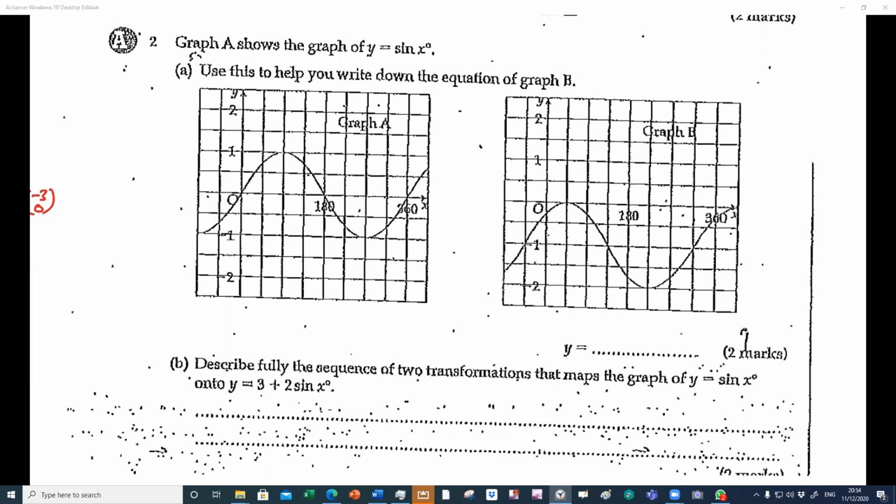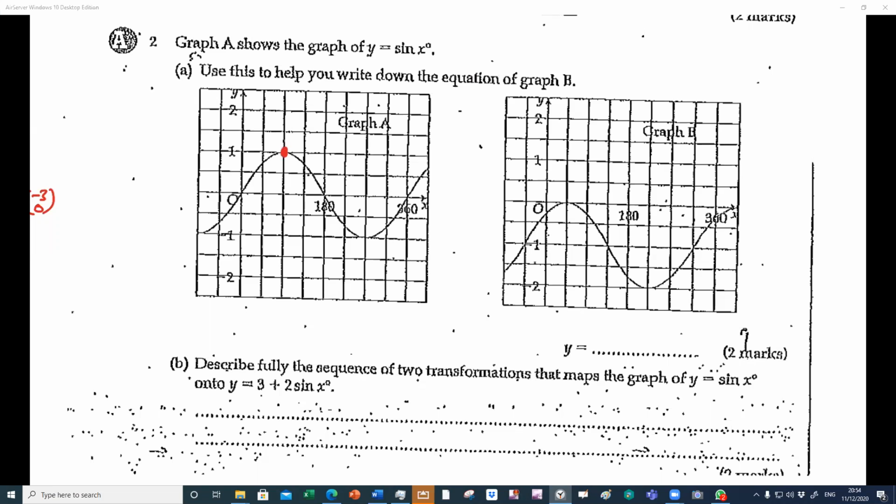Okay, Eliza. So what about the first bit? How did graph A become graph B? What did they do to graph A to make it into graph B? They transformed it down. Okay, they transformed that down. They also moved it as well. So let's have a look at two elements.